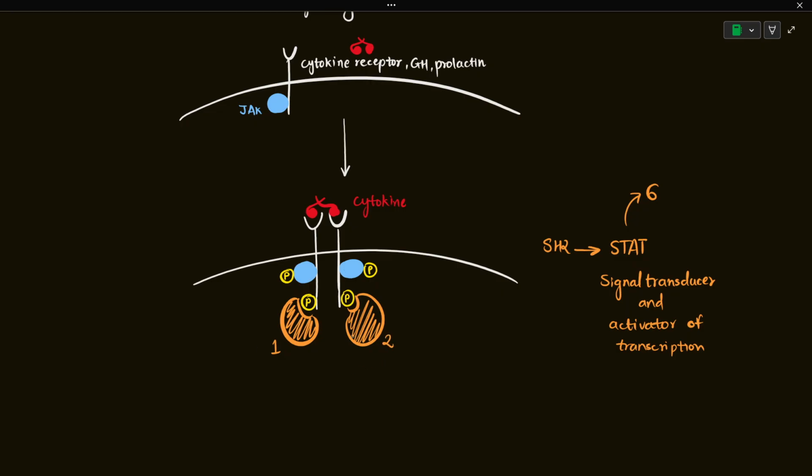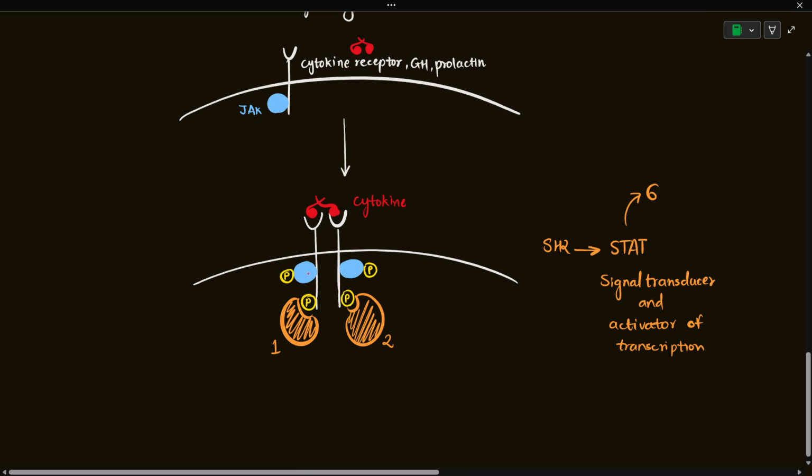Okay, so either this could be STAT1 or STAT2, which means they can belong to the same category. There are at least six different categories present in mammals. So both of them could belong to the same category, or they could belong to different categories, both of the STAT molecules. Okay. So when the STAT molecules attach to the phosphotyrosine residues present on the intracellular part of the receptor, now what will happen?